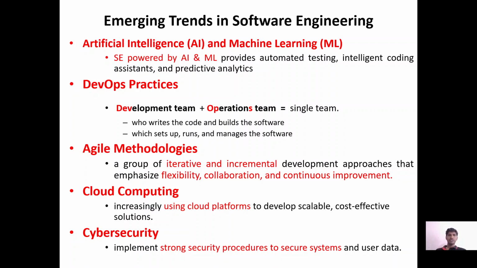Next is agile methodology, which is a group of iterative and incremental development approaches that emphasize flexibility, cooperation and collaboration in continuous improvement for the development of the software. Next emerging trend is cloud computing, which increases the use of cloud platforms to develop scalable and cost effective solutions for software development. Next is cyber security, to bring a strong procedure for security oriented systems and for development of software which is inbuilt with security procedures. So this forms the cyber security principles.